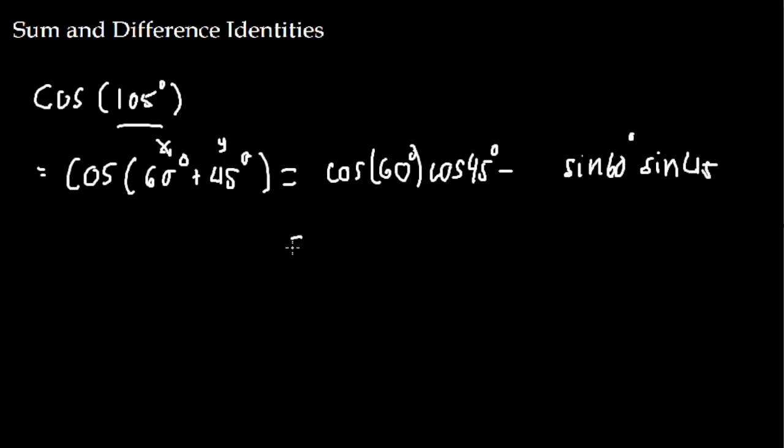Now, using the unit circle, the coordinate of cosine 60, wait lang, hindi pala naka-ano yung ano ko. Hindi pala naka-radians yung ano ko. Ay, hindi pala naka-degrees. The coordinate of cosine 60 degrees is 1/2. So, let's just write 1/2. And the coordinate of cosine 45 is square root of 2 over 2.